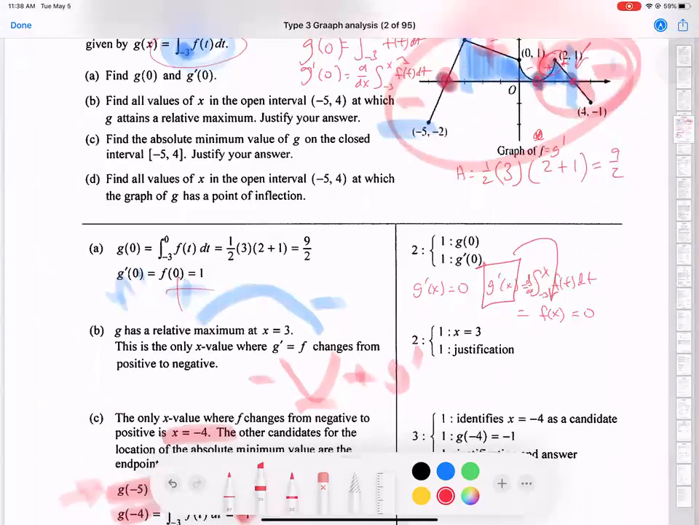Let's do the last one real quick before we run out of time. Find all the values of x for the interval between -5 and 4 at which the graph of g has a point of inflection. Okay, back to point of inflection. Point of inflection is which derivative? Let's talk about second derivative. That's g double prime. To get to g double prime, we're going to take the derivative of this graph.